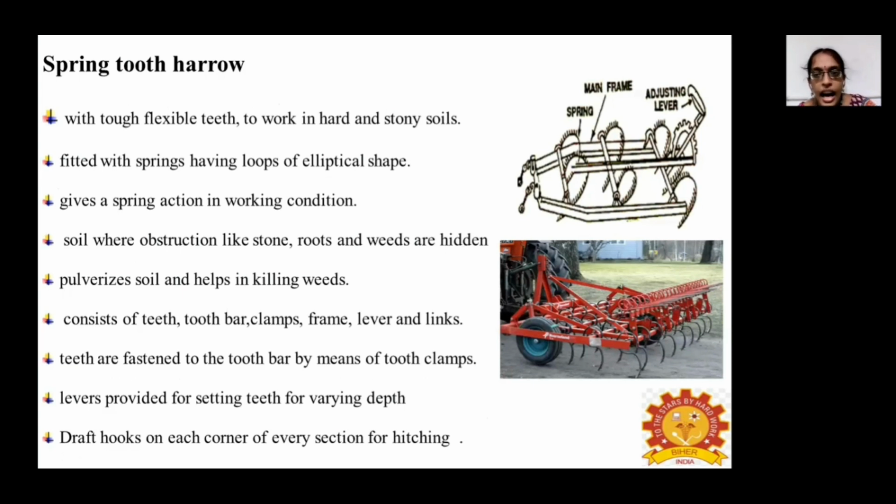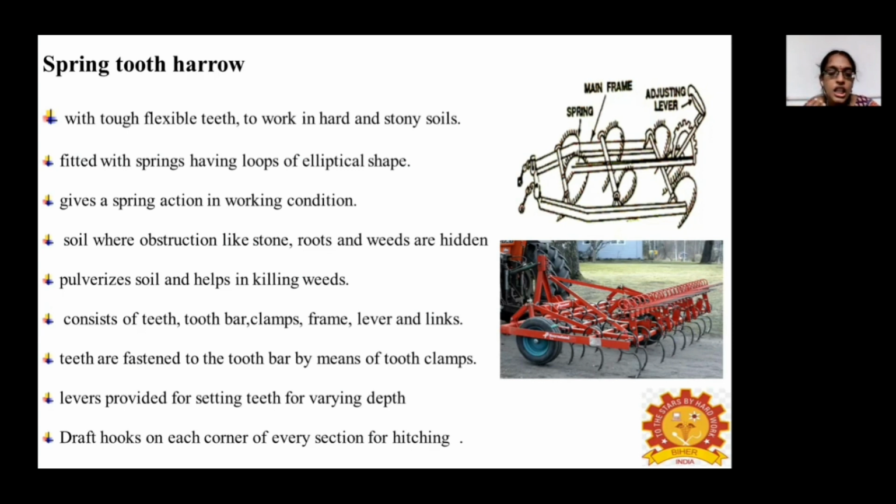And the spring harrow consists of flexible teeth. Mainly, the use of the spring harrow is, if you are running it in a stony or stumpy field, and any obstruction like a stone is there, the harrow will get uplifted, so the damage might be minimized. Due to this spring action, it is getting lifted. So that is the use of these harrows. And it helps to pulverize the soil. At the same time, it is used to kill the weeds also.